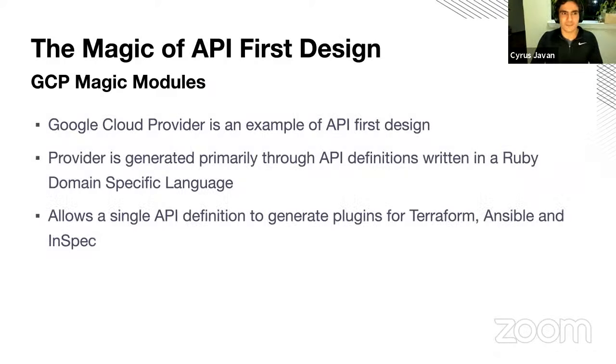And that's exactly what Google Cloud Platform does, by defining their APIs so well and so specifically with this Ruby DSL that they have, that they can actually generate Terraform providers, and not only that, but also generate Ansible plugins and InSpec plugins. So if you're able to define your API really well, it can save you a lot of headache down the road.